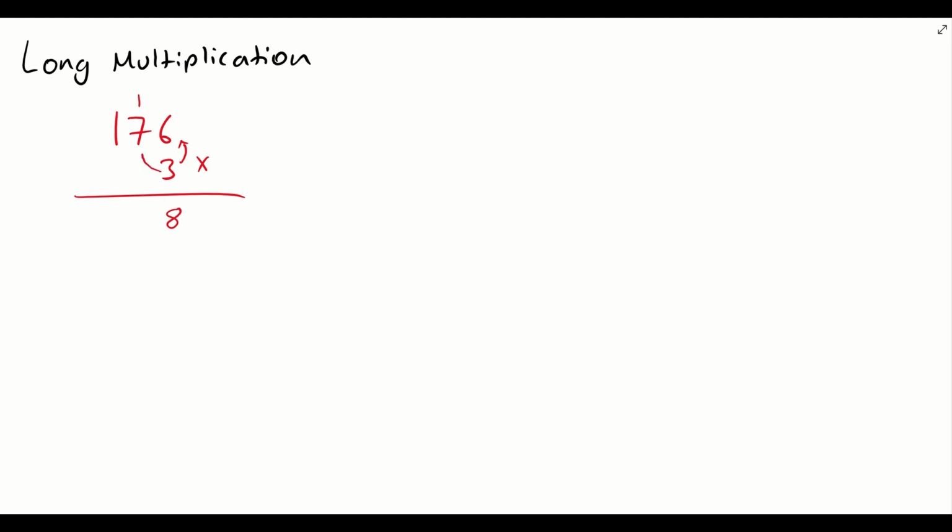Then we do 3 times 7 gives us 21. And then we have to make sure that we add this 1 to give us 22. So the 2 up here and then 22 like that. And 3 times 1 gives us 3, but we add the 2. Okay, so 3 times 1 is 3 plus 2 is 5. So our final answer is 528.